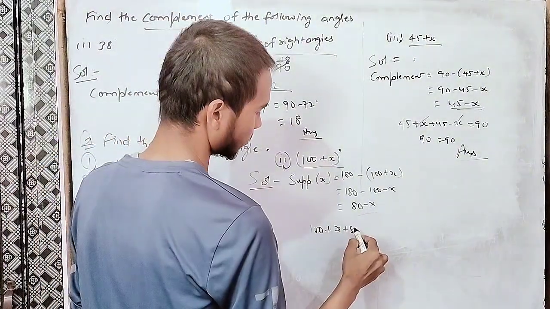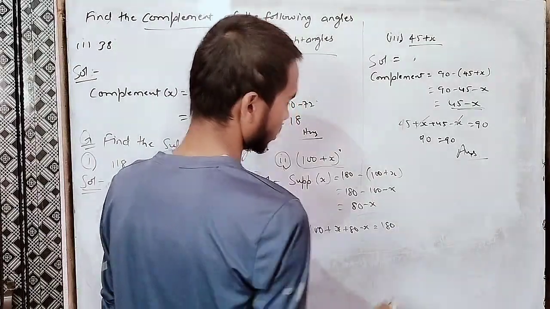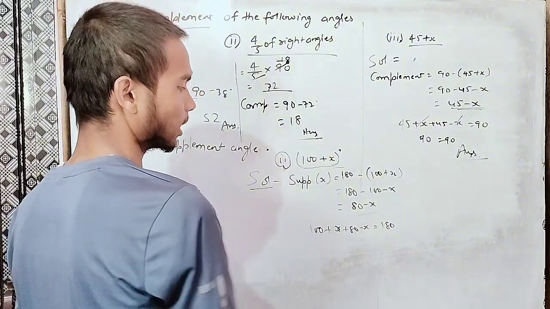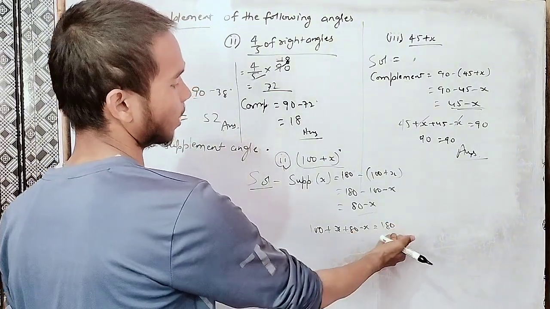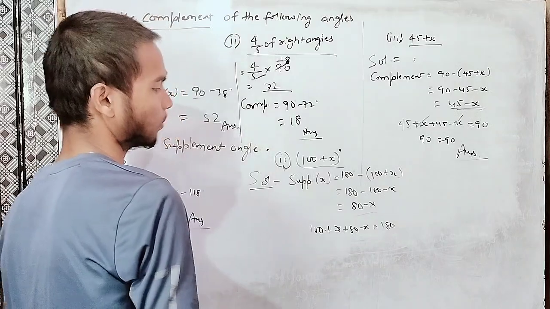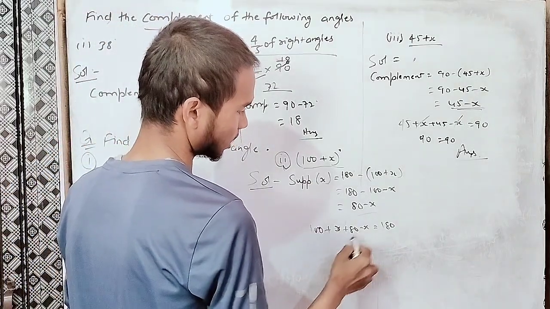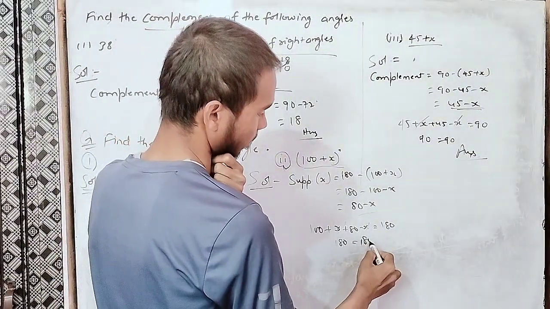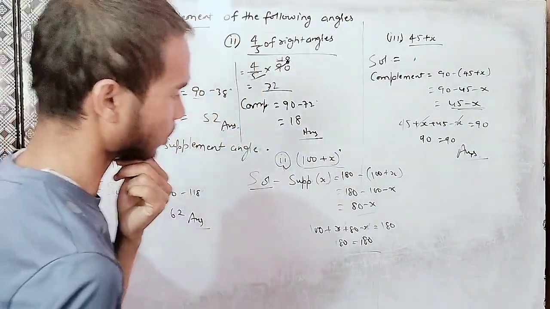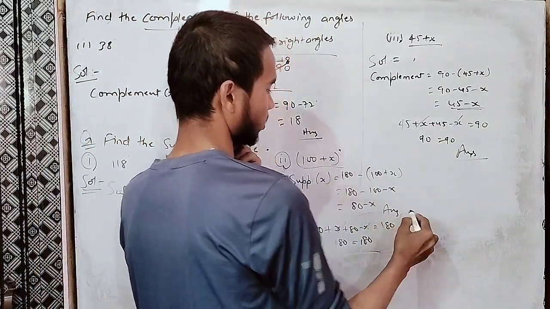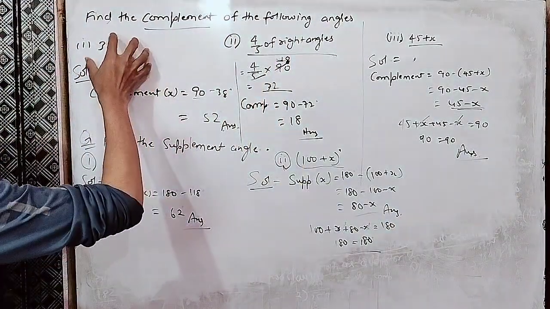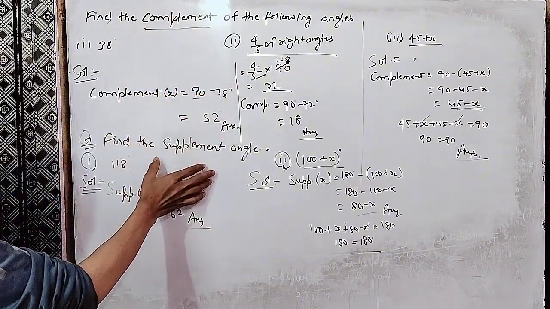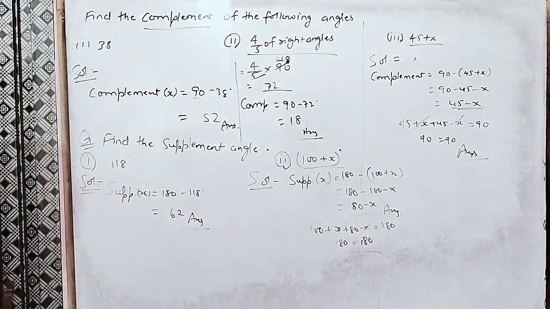The sum of these angles should be 180 degrees. If the value of LHS and the value of RHS are equal, then we can say our answer is correct. Here x is getting cancelled. 180, 180. Both are the same. That's why this is the correct answer. This was about finding the complement angle, and this was about finding a supplement angle.